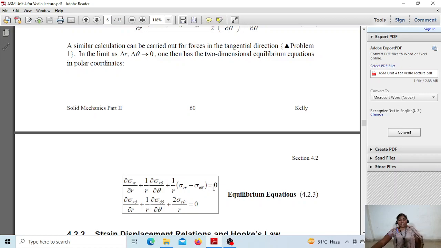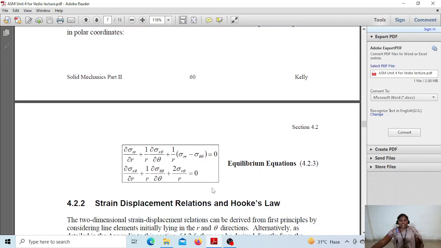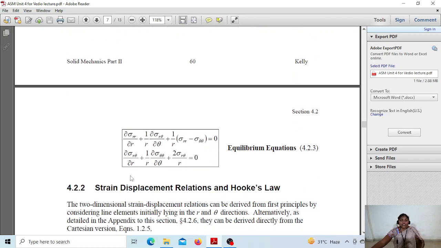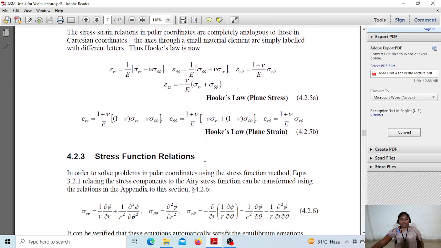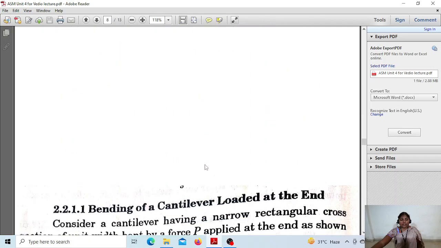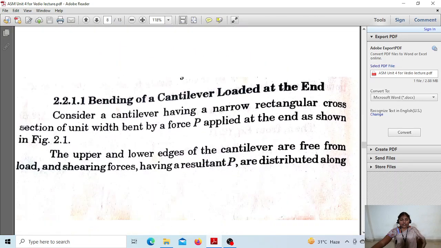This is in the radial direction. In the other direction, if you solve in the same manner, you will have dou sigma r theta by dou r plus 1 by r dou sigma theta theta by dou theta plus 2 sigma r theta by r is equal to 0. This is broadly about equilibrium equations in polar coordinates.